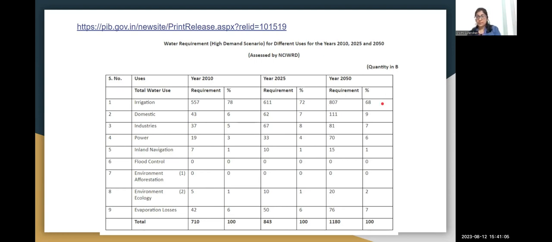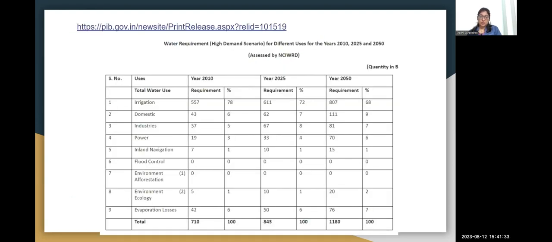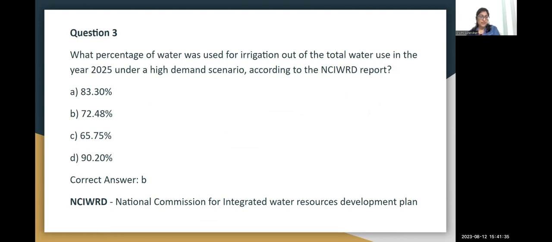They have various models to compute this requirement, the amount and how much percentage will be used, based on various variables. So these are the statistics that they have provided in this report published by the NCIWRD. The question here was, what percentage of water was used for irrigation out of the total water use in the year 2025? And as we see here, it is 72%. So it is option B definitely. It is based on this data that this question was put.